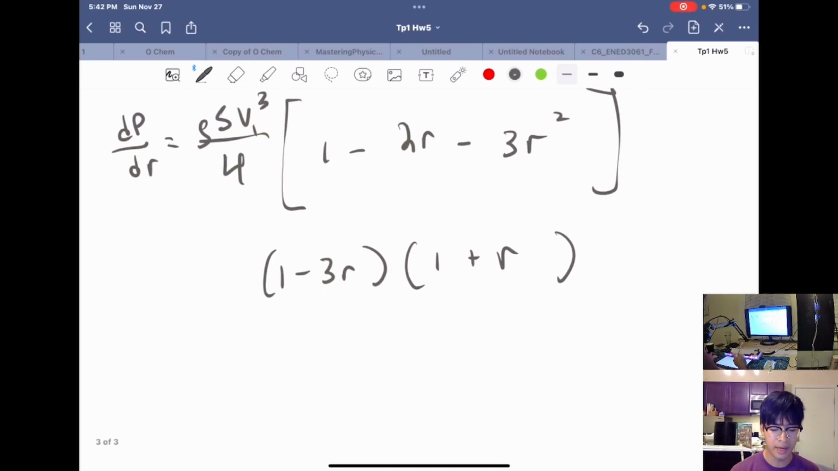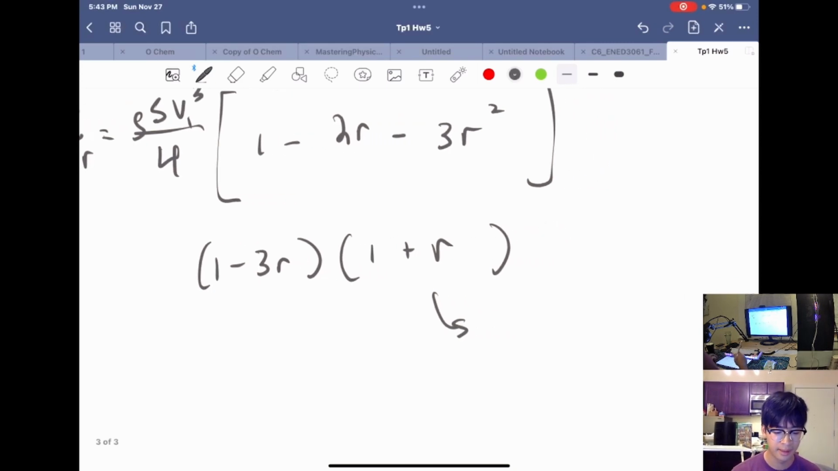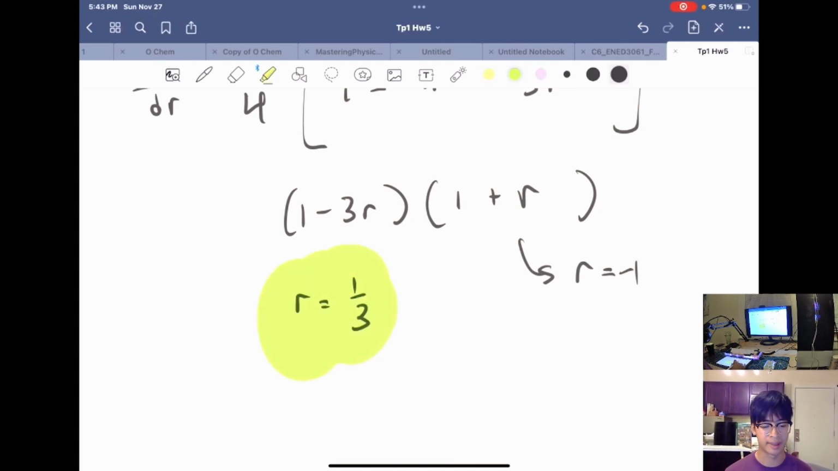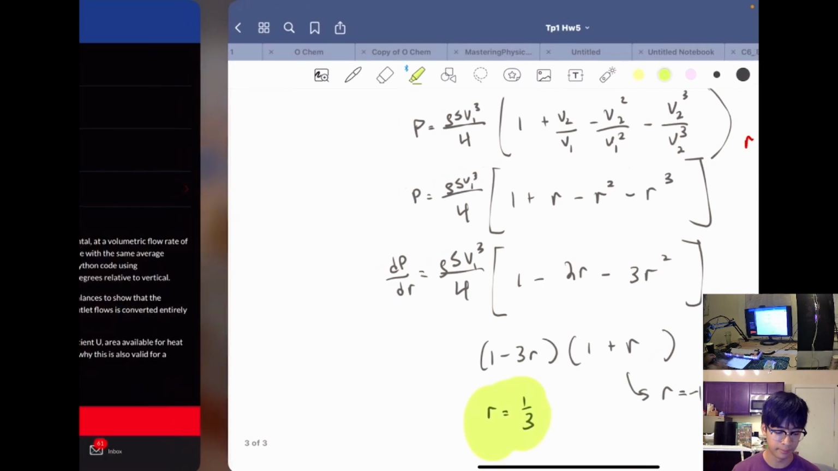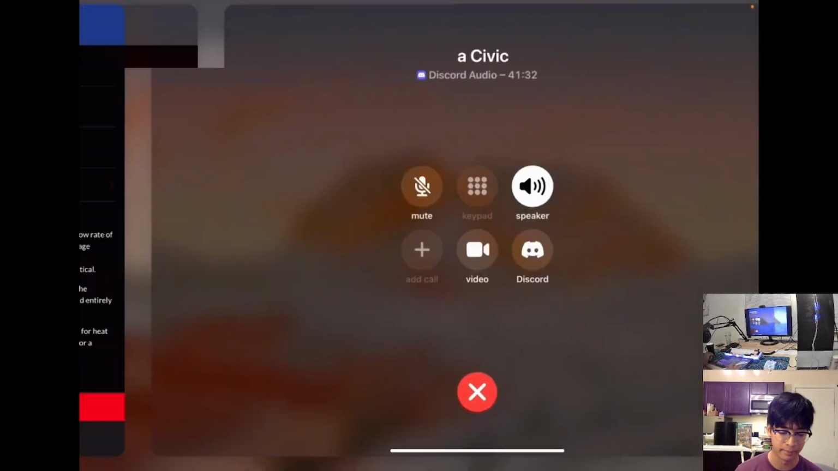So a negative root doesn't make any sense in the real world context. So r equals negative 1 is useless. But how about this? R equals 1/3. Hey, that's in our problem statement. As it turns out, in order to get the most efficient power generation, the gearing of my turbine has to be 1/3. This occurs when the ratio of the outlet to inlet velocity is 1/3. Betz's law. Okay, so that's where that comes from.